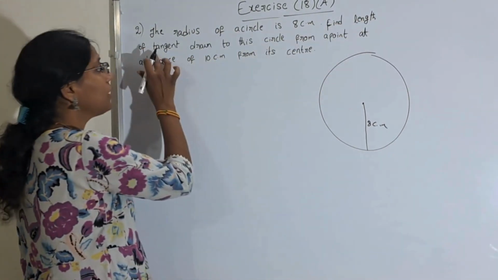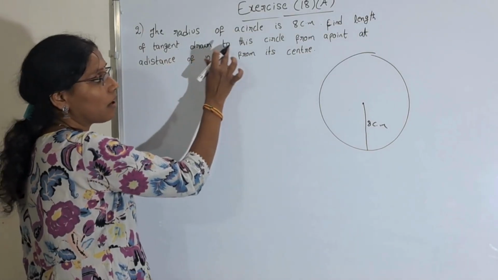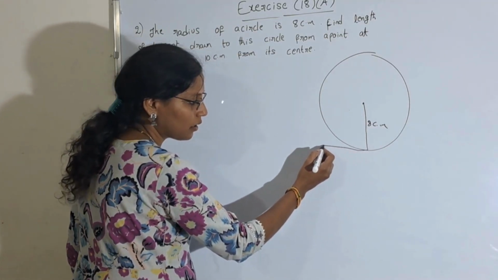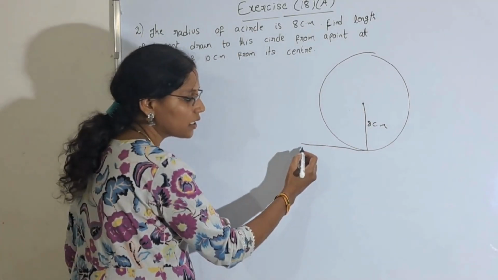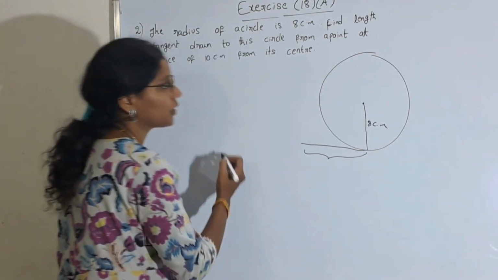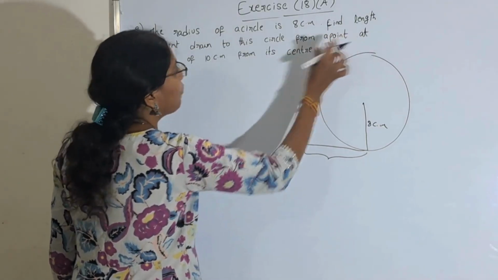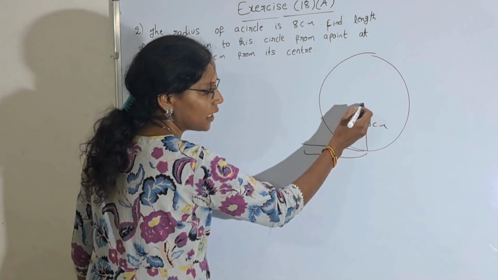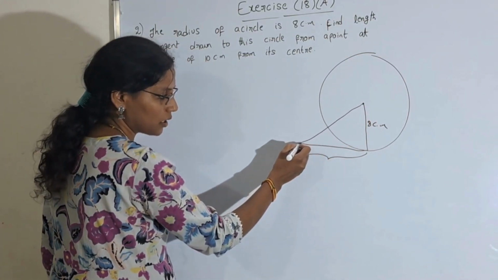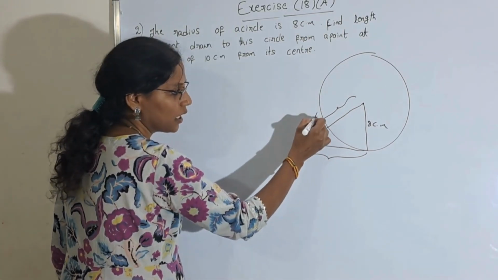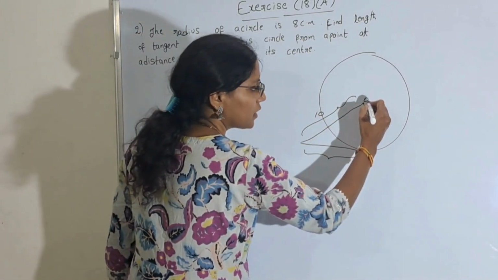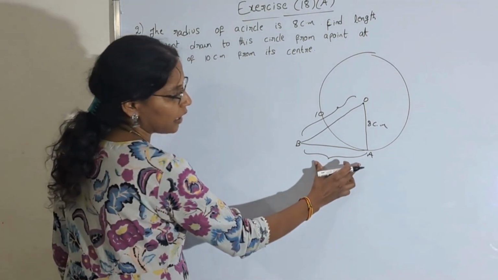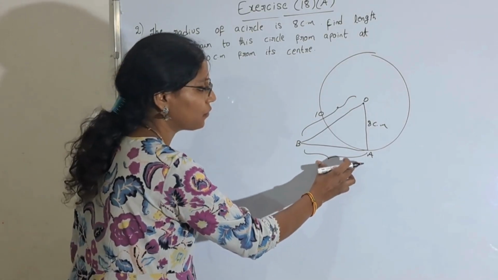Next, find the length of the tangents drawn to this circle. Tangent we have to draw here. This is the tangent, and this length we have to find out. From a point at a distance of 10 centimeters from the center. This is center to tangent point, 10 centimeters they have given. This is O, this is A, this is B. Here the tangent length AB we have to find out.